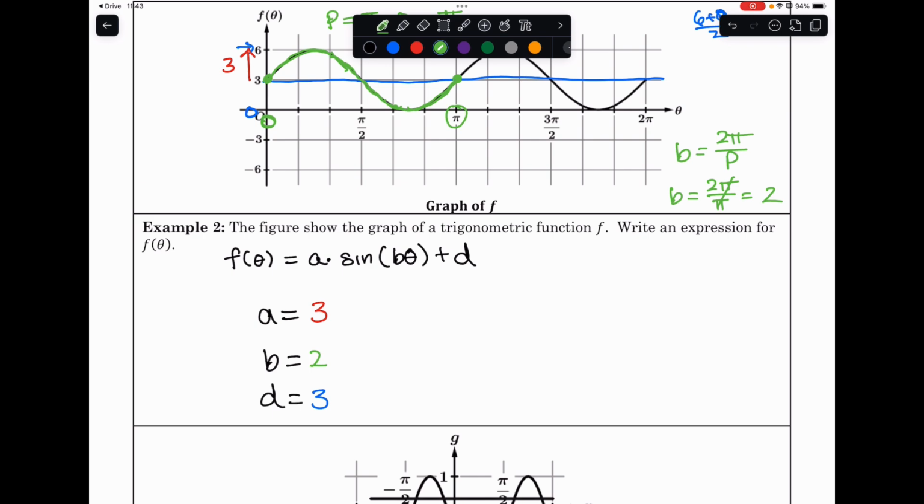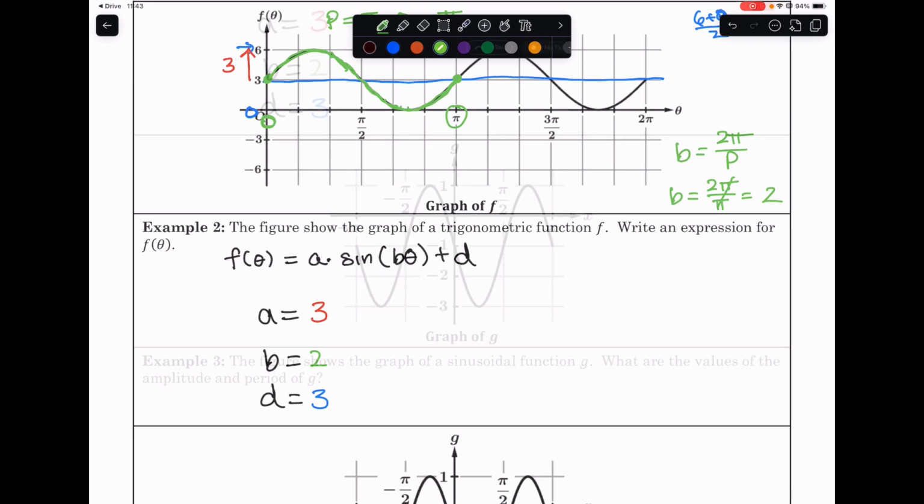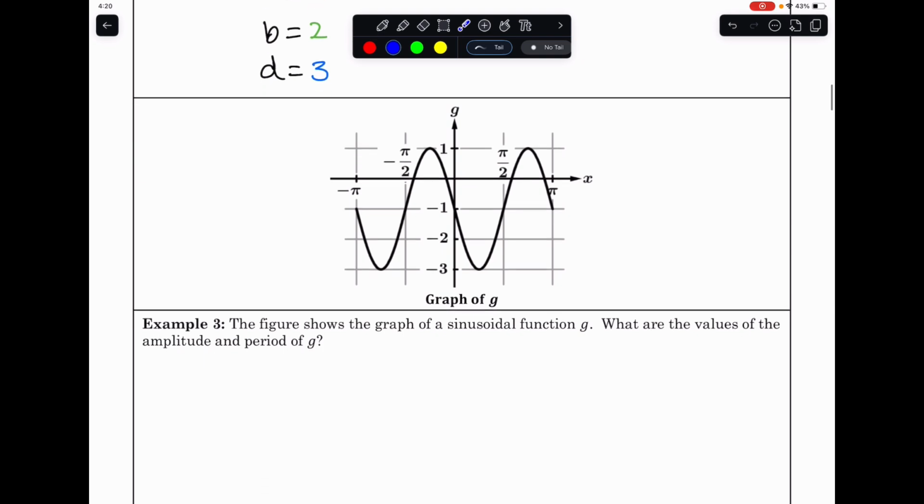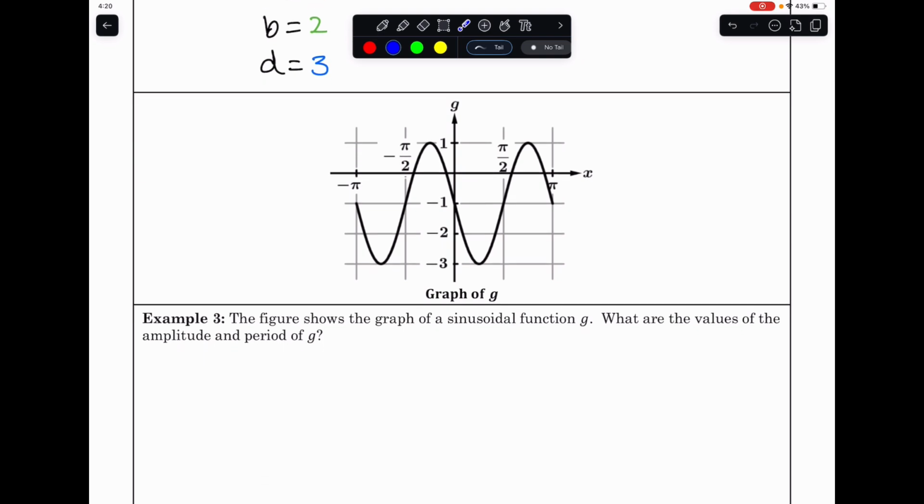So there's the values of a, b, and c. Let's look at example number 3. The figure shows the graph of a sinusoidal function g. What are the values of, again, a, b, and c of this function right here, okay?